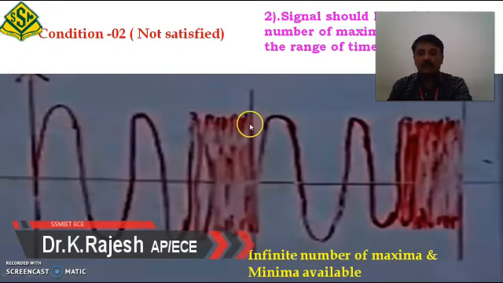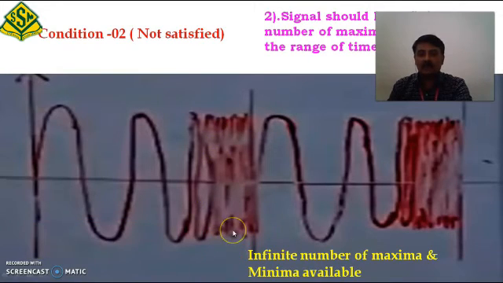Here we don't understand where the maximum and minimum values are. So we cannot say that this is a periodic signal. The condition is not satisfied here.